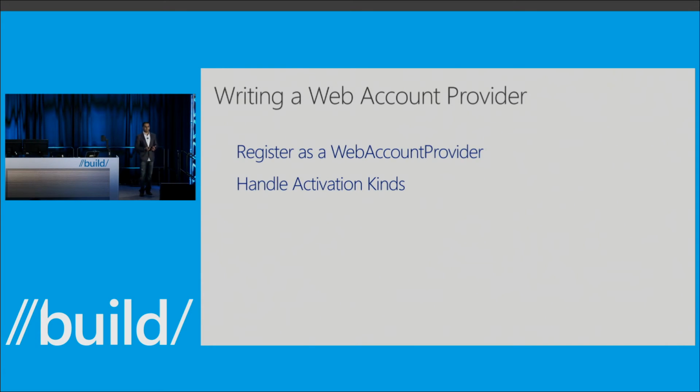handle activation kinds. So this is basically just all the functionality that corresponds to the APIs you've seen already. So there was a request token async API. Well, there's a request token corresponding activation kind. So when an app makes a call, Web Account Manager gets it, it activates the web account provider. And it says, all right, wake up. Someone just requested a token. Please, can you go process it?